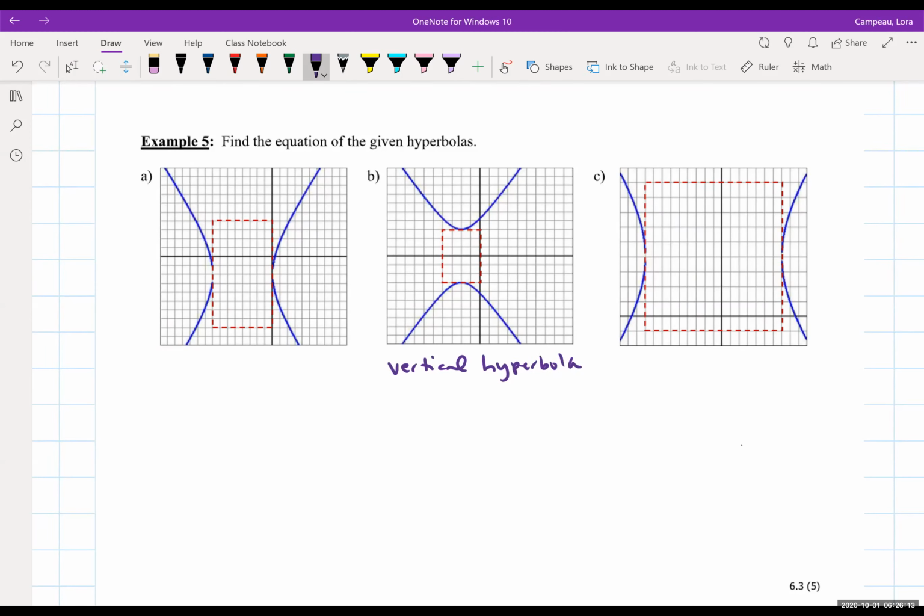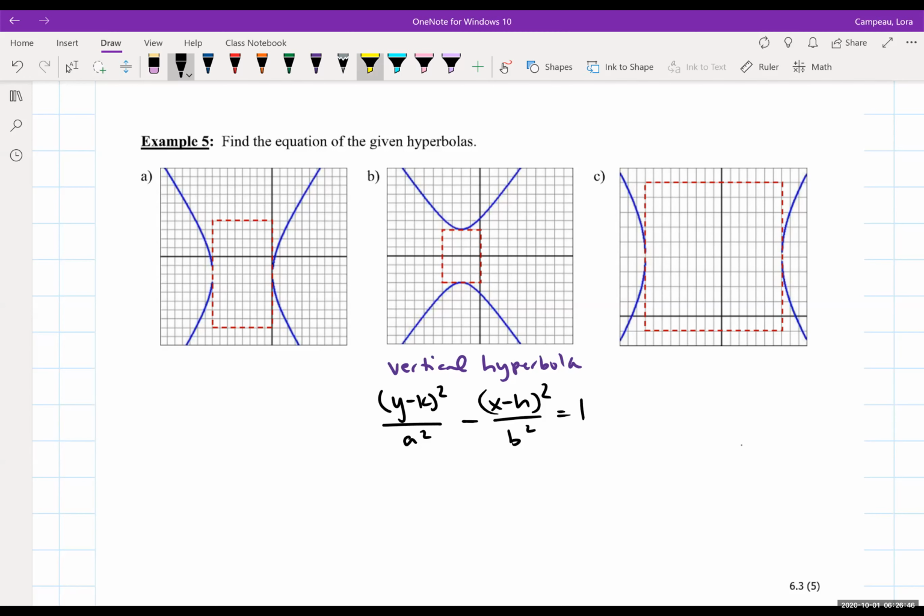And when we look at vertical hyperbolas, the generic equation that goes with them, assuming we're not centered about the origin in any way for any of these examples, I'm going to use the h-k version. When you're a vertical hyperbola, that means your y squared term will come first. So we have y minus k squared over a squared minus x minus h squared over b squared equals 1.